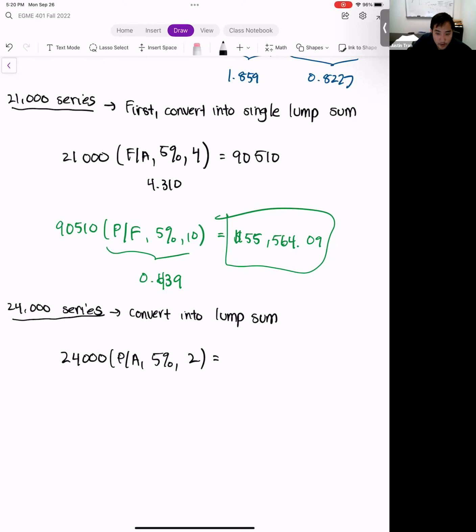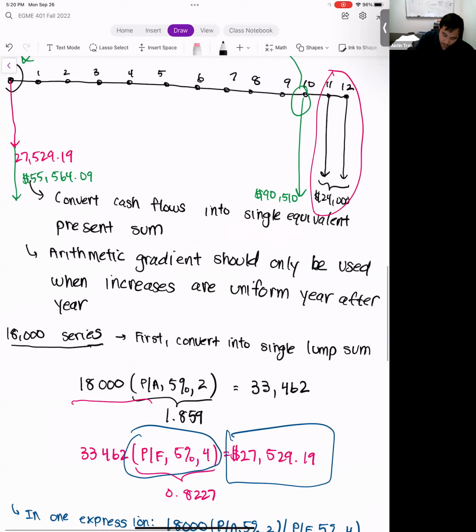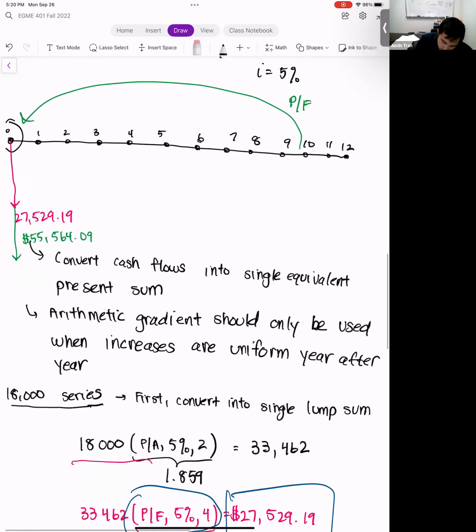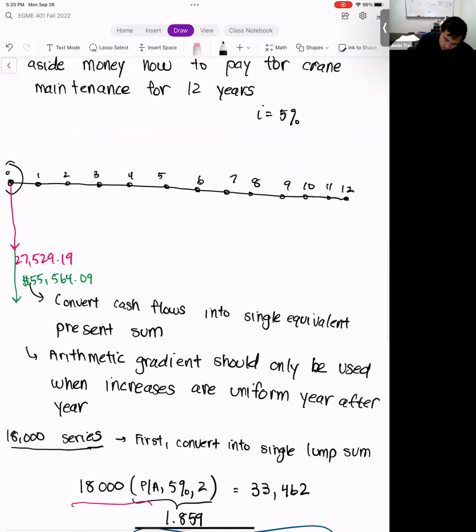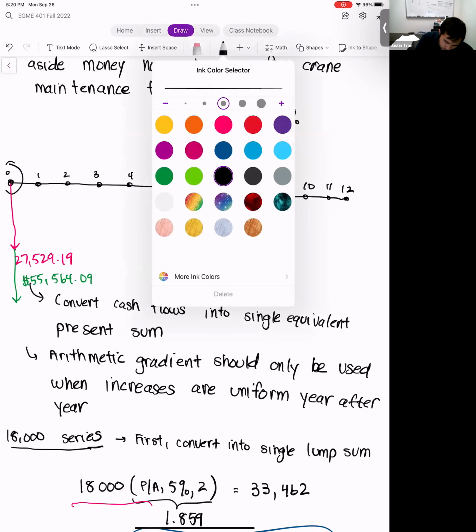So P over A, 5% and 2 is 1.859. Okay. So if we do 24,000 times 1.859, we get 44,616. Okay. So let me come back up here and go ahead and delete all this. Let's go ahead and use orange.